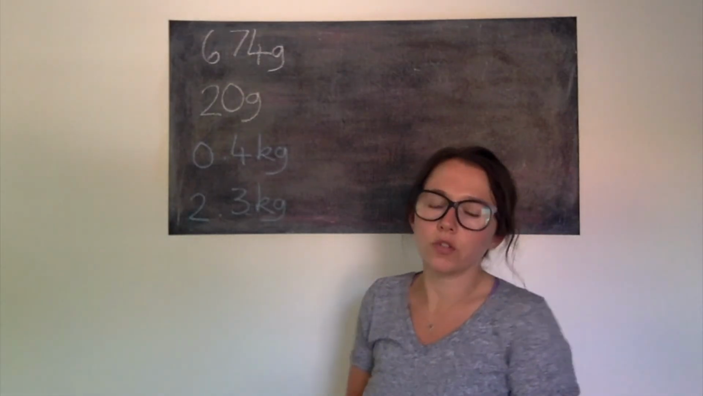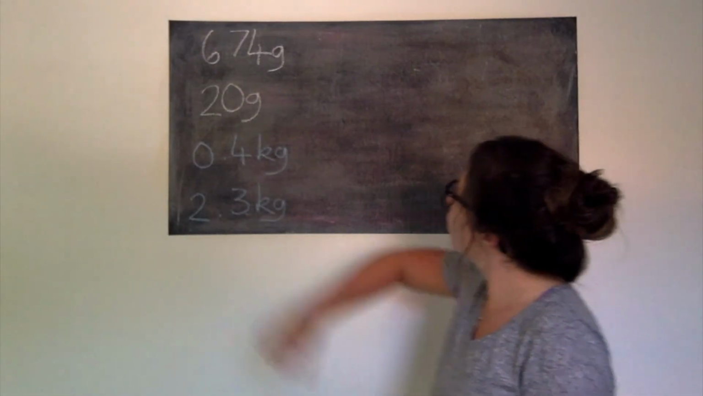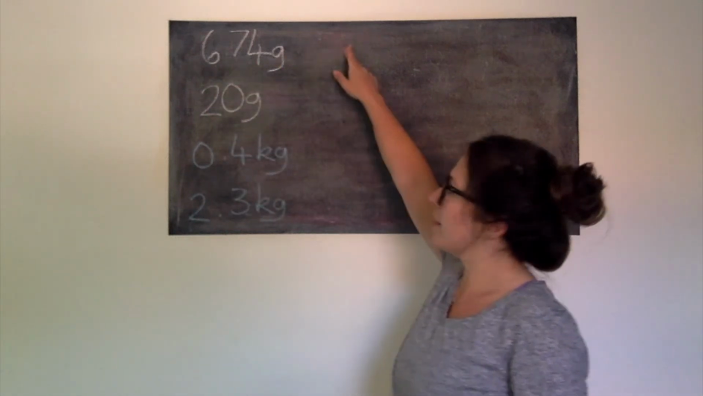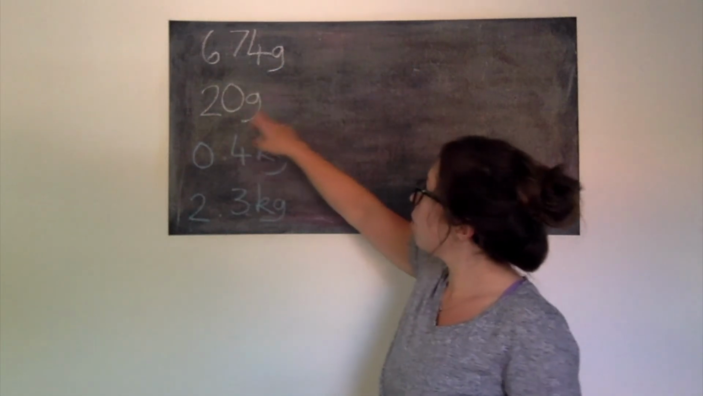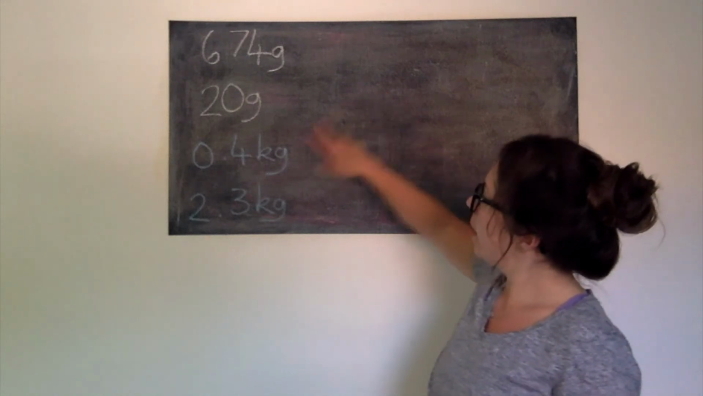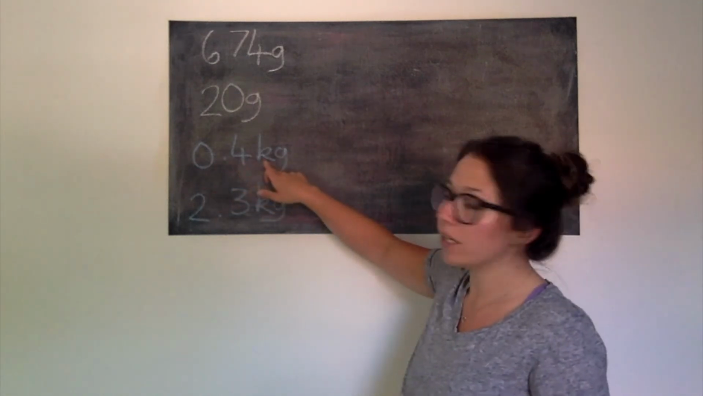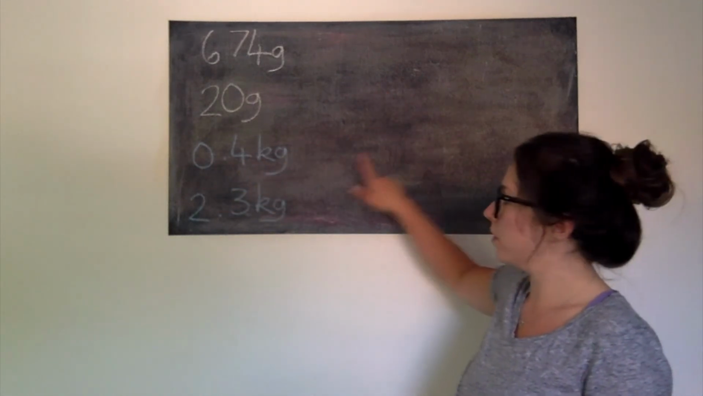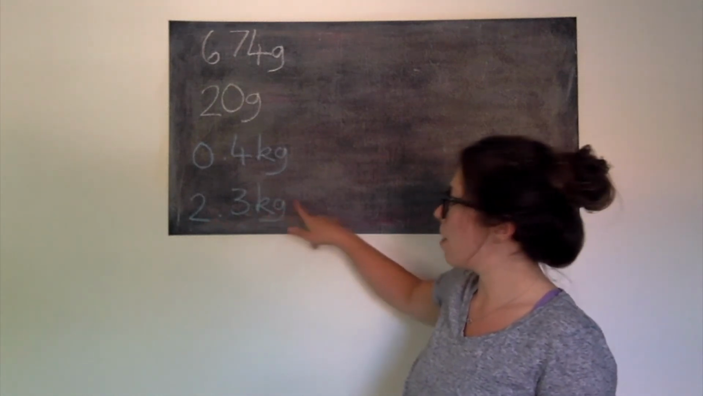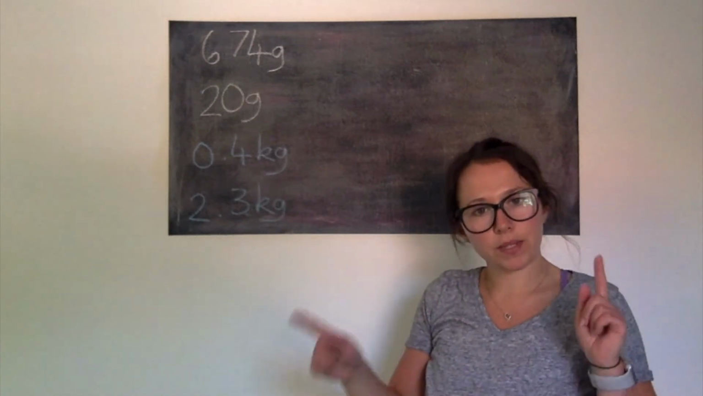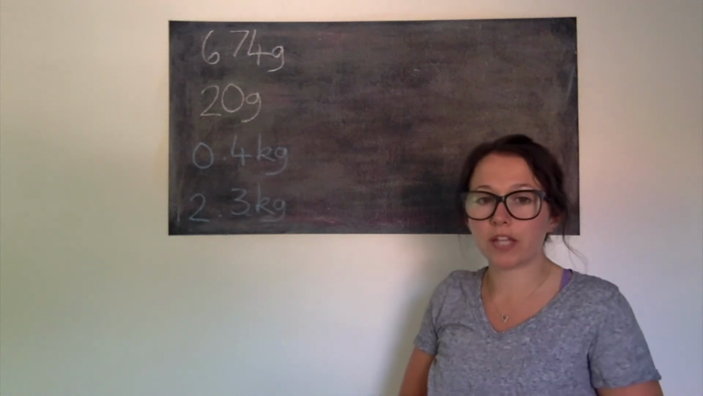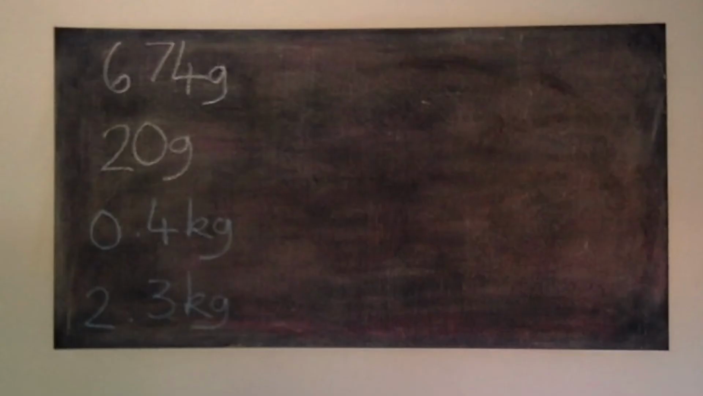Time to pause again and just want you to have a go at these before we finish. So 674 grams is the same as how many kilograms? 20 grams is the same as how many kilograms? And then these two, so 0.4 kilograms is the same as how many grams? And 2.3 kilograms is the same as how many grams? So be careful which way you're doing your multiplication or division.